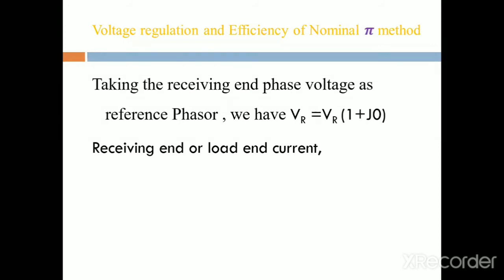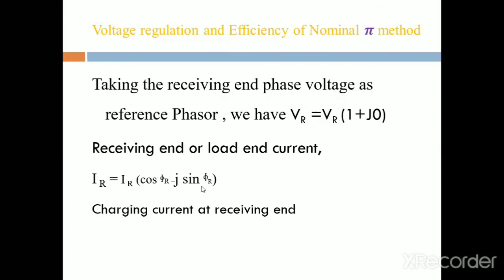Next, the receiving end load current IR. IR is equal to IR into cos phi r minus J sin phi r.